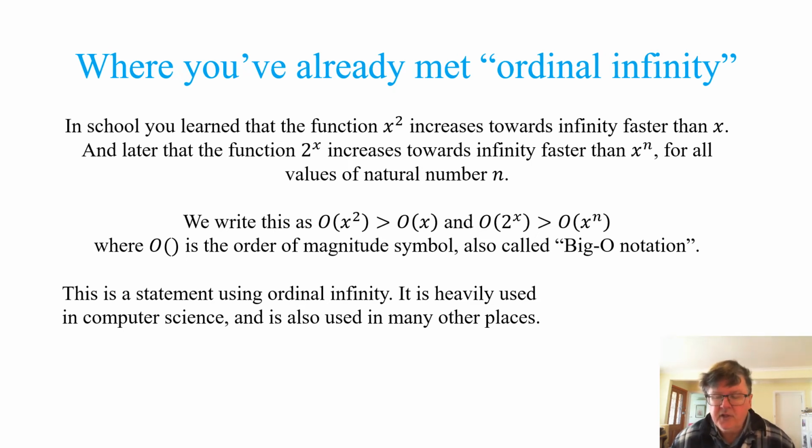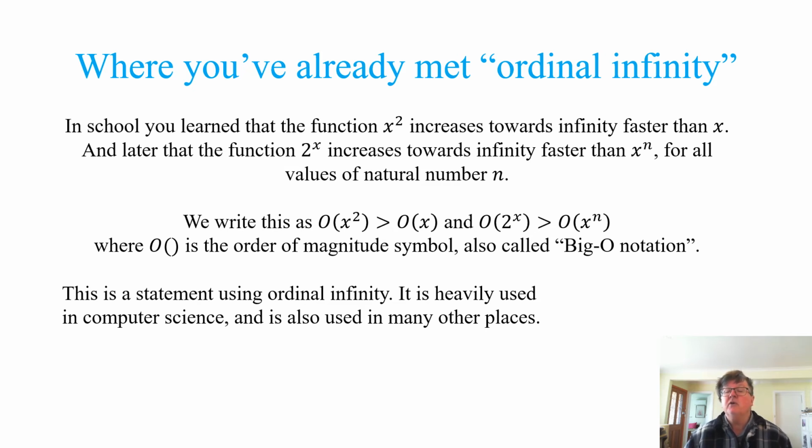Now, there's a good chance that sometime in your life you've already come across the order of magnitude symbol. You may have even used it. In school you learnt that the function x squared increases towards infinity faster than x. And later you learned that the function 2 to the power x increases towards infinity faster than x to the power n for all values of the natural number n. So we write this as order of x squared is greater than order of x, and order of 2 to the power x is greater than order of x to the power n.